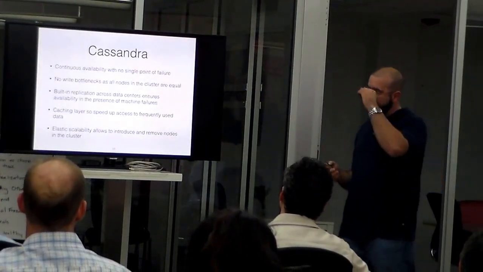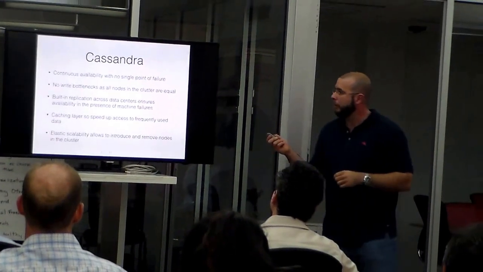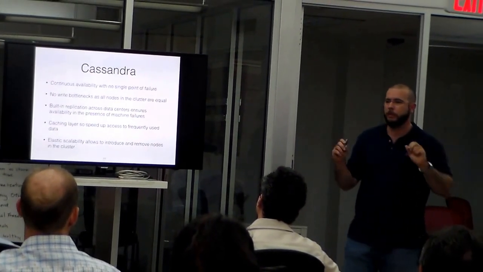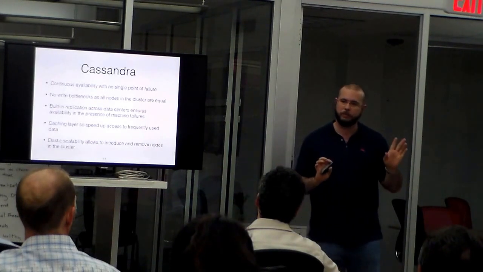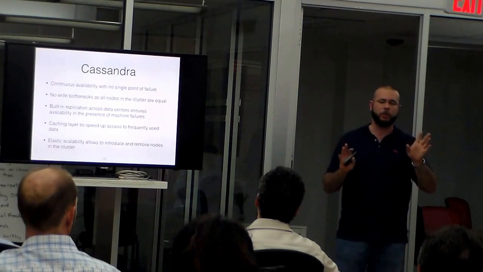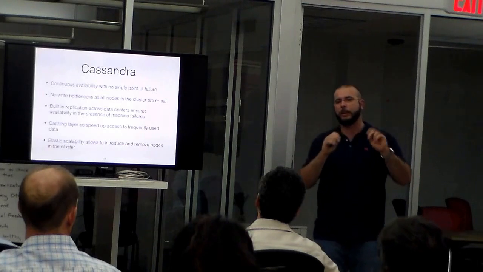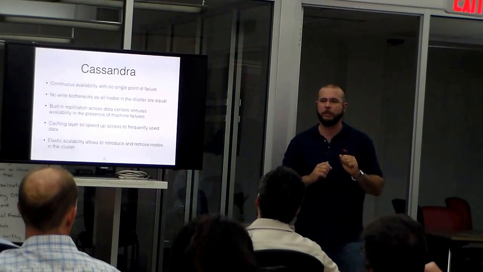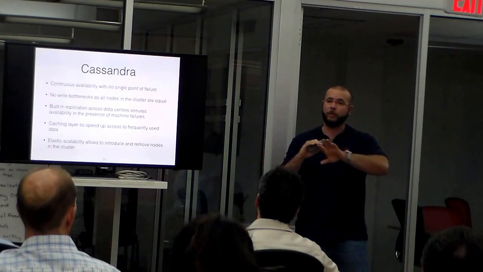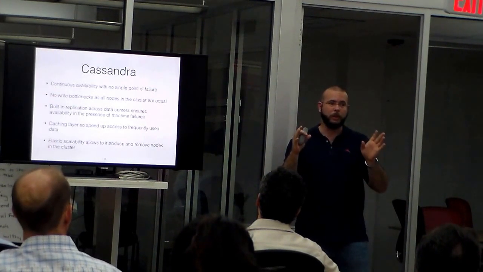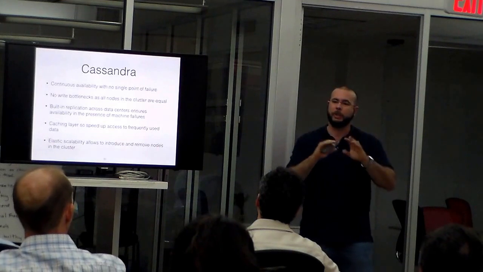So Cassandra is basically continuous availability with no single point of failure. For example, all nodes in a Cassandra cluster are equal. There's no master. All of them communicate with a protocol called gossip, basically sharing what they have and which nodes are present in the cluster. So if one node goes down and you have the data replicated, you don't lose your data, and your application doesn't even know.